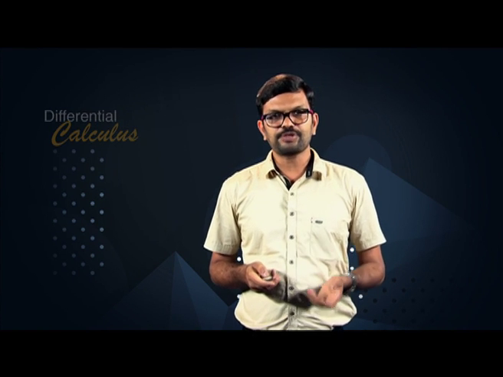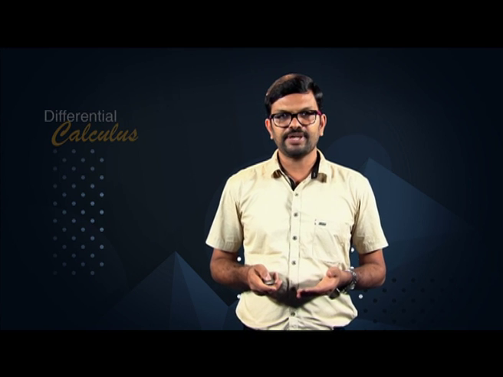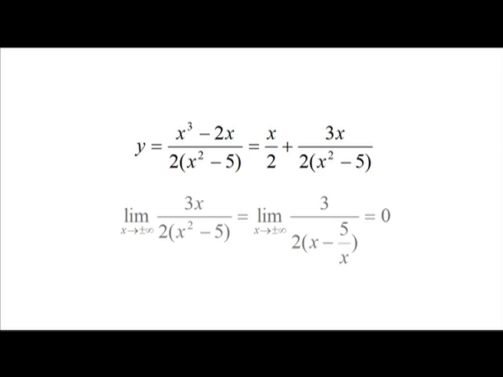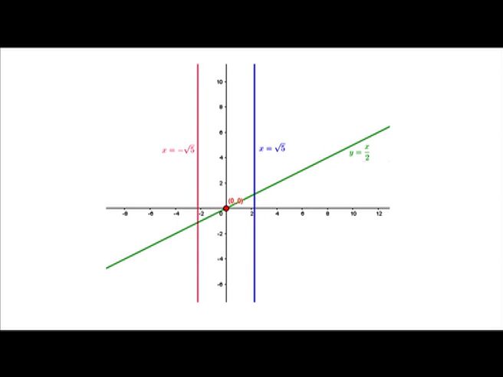Further, actual division by 2 times (x^2 minus 5) gives y equal to (x^3 minus 2x) by 2 times (x^2 minus 5) is equal to x by 2 plus 3x divided by (2 times (x^2 minus 5)). Now, limit x going to plus or minus infinity of 3x by 2 times (x^2 minus 5) is equal to limit x going to plus or minus infinity of 3 by (2 times (x minus 5 by x)), which is equal to 0. So that y is equal to x by 2 is an asymptote.